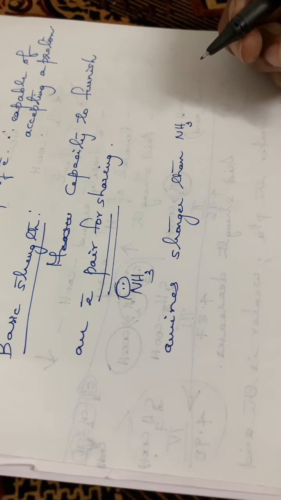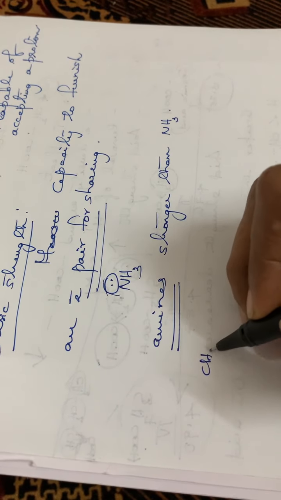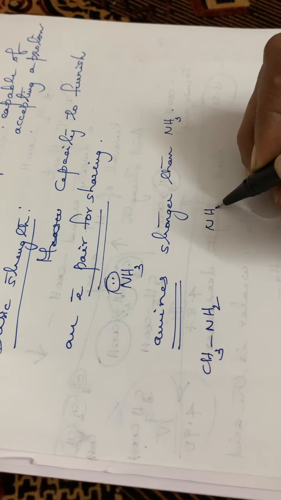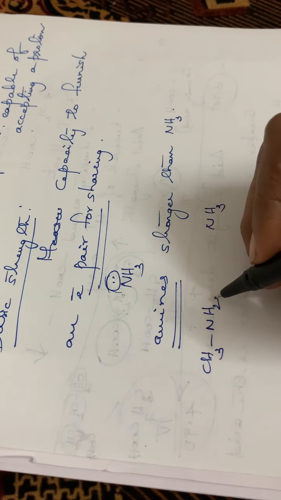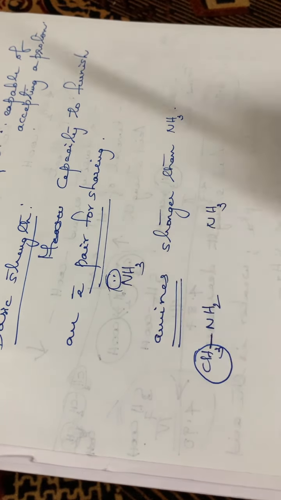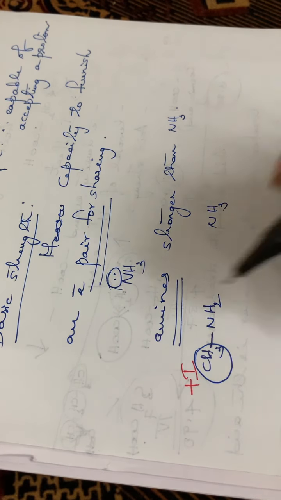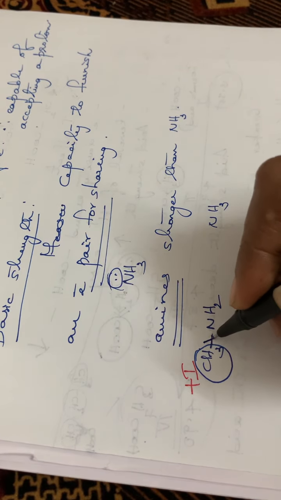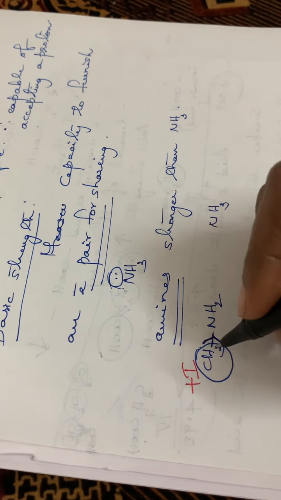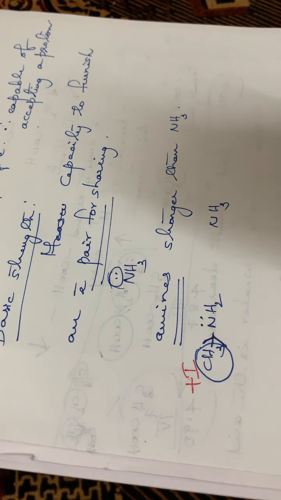In the case of amines, suppose I am writing an amine, CH3NH2, and NH3. Here the CH3 group is a plus I effect group. So it shifts the electron towards the nitrogen atom, the arrow will be like this, so that the electron density around the nitrogen atom will further be increased.